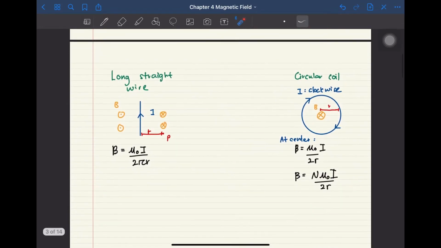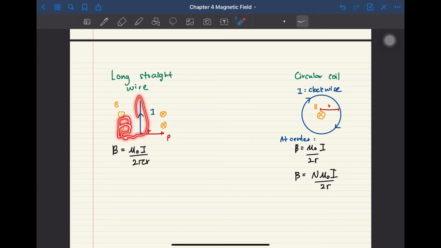For long straight wire, make sure you know how to determine the direction of the magnetic field due to the current direction. Like I told you previously, your thumb will be your current, and your fingers will be your magnetic field. You can try this one again. Put your thumb over here, so this is basically your thumb, and all your fingers will be something like this.